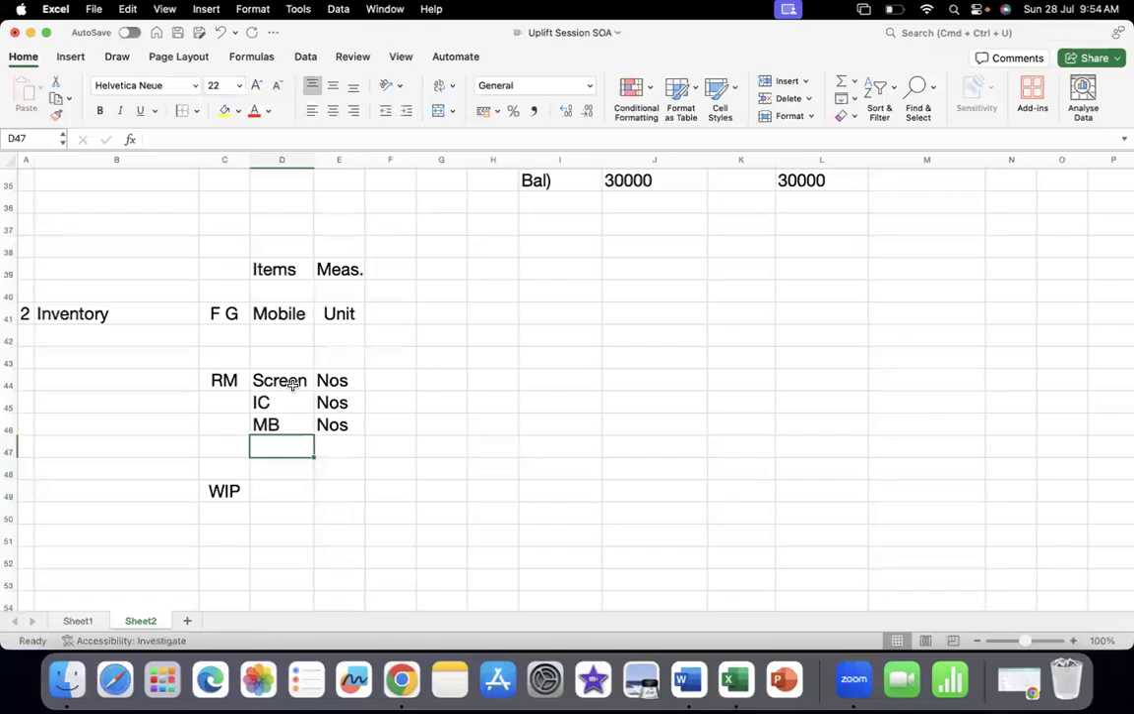The work in progress is something which is a mix of your finished product and raw material. But it will always have your finished product in it because it is in the process of making a finished product, like the mobile, and then there would be a percentage of completion to it. So when you have an inventory in place, whether you're working or studying, the first thing you should be able to segregate is what is my inventory of the finished product and what is my inventory of raw materials. If you cannot segregate it, you will not be in a better position to solve these questions.